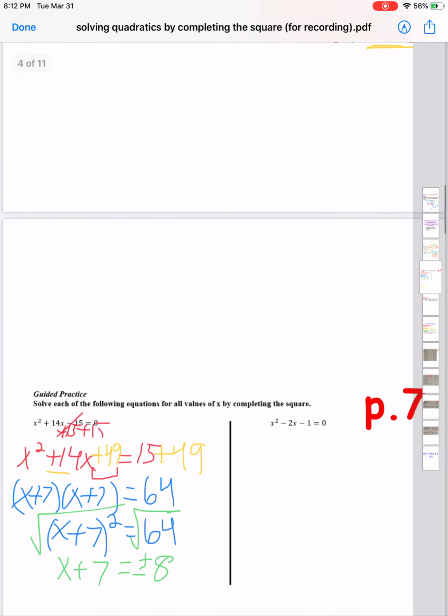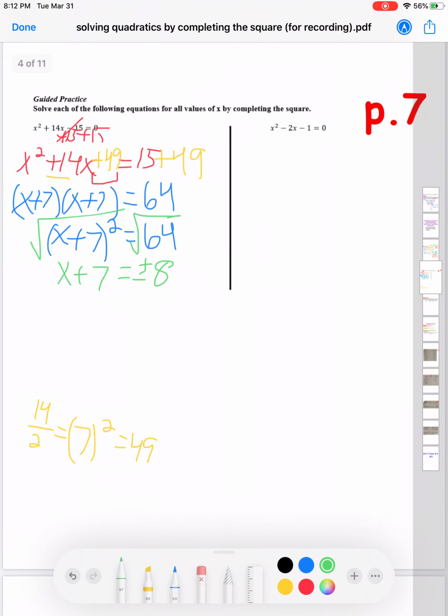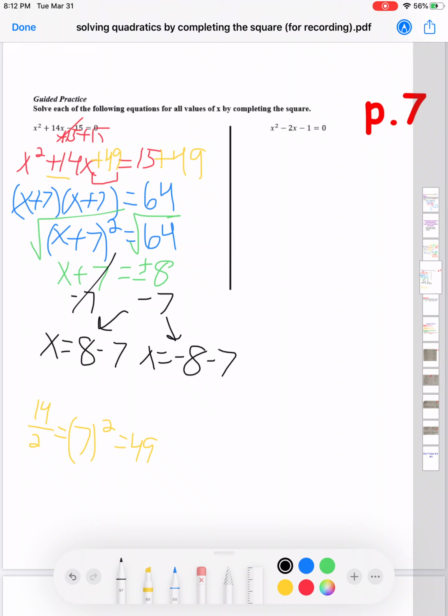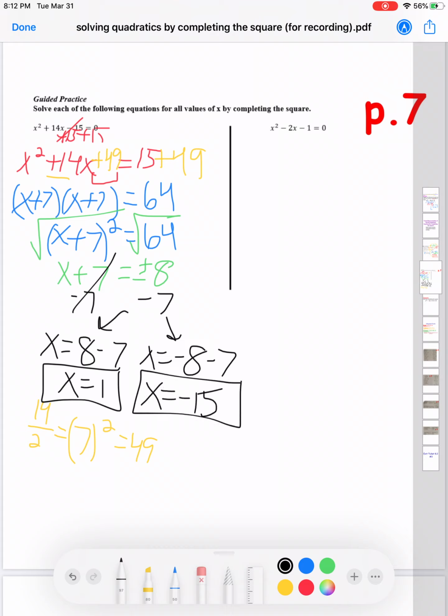So nice and straightforward. We want to get the x by itself. We would do that by subtracting 7 on both sides. And now notice that we can have two different answers here. One of our answers will be positive 8 minus 7. Our other answer will be negative 8 minus 7. So our first answer will be 1, and our second answer will be negative 15. So both of these numbers make this equation true, and that is how we solve by completing the square.